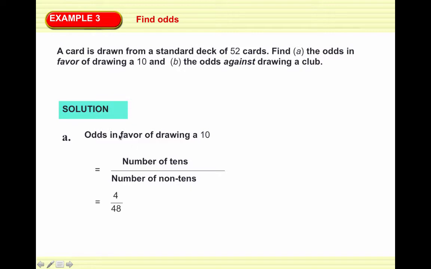So there are 4 10s, one of each suit, out of 48 non-10s. And the way we get the 48 is there's 52 cards. We subtract off the 4 that are 10s to get 48 that aren't 10s. And that will reduce down to 1 to 12, or you can write it horizontally, and it's still read 1 to 12.